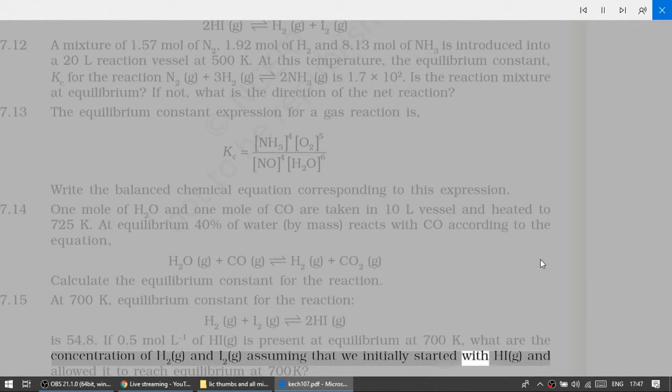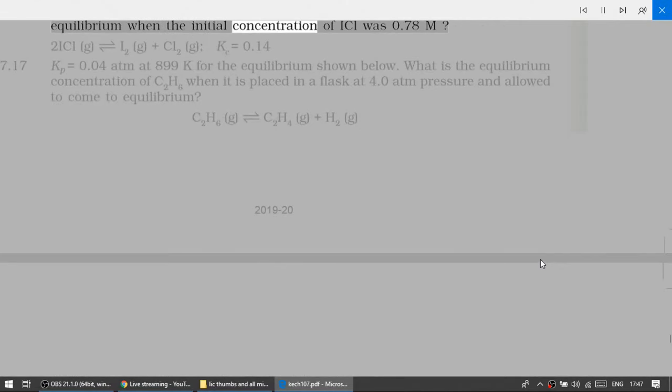Assuming that we initially started with HI(g) and allowed it to reach equilibrium at 700 K. 7.16 What is the equilibrium concentration of each of the substances in the equilibrium when the initial concentration of ICl was 0.78 M? 2ICl(g) ⇌ I2(g) + Cl2(g), Kc is equal to 0.14.